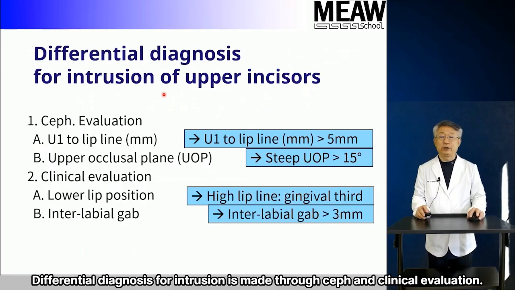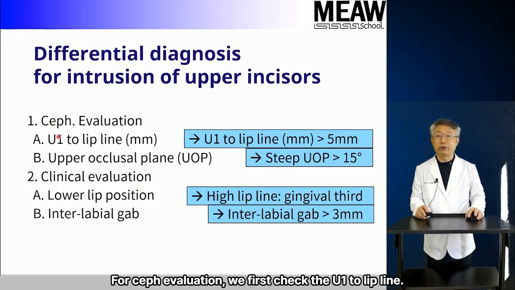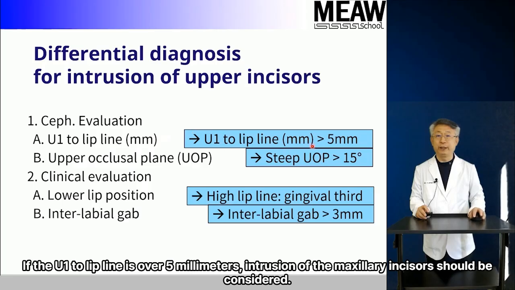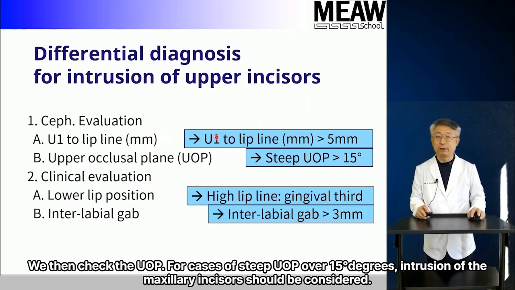Differential diagnosis for intrusion is made through Ceph and clinical evaluation. For Ceph evaluation, we first check the U1 to lip line. If the U1 to lip line is over 5 mm, intrusion of the maxillary incisors should be considered. We then check the UOP. For cases of steep UOP over 15 degrees, intrusion of the maxillary incisors should be considered.